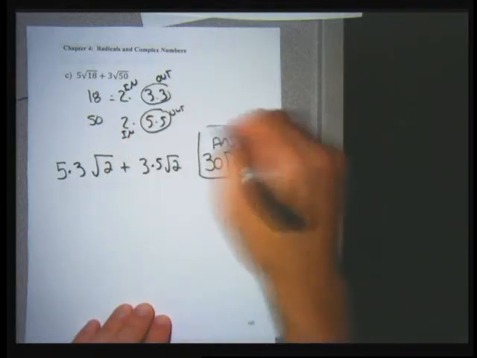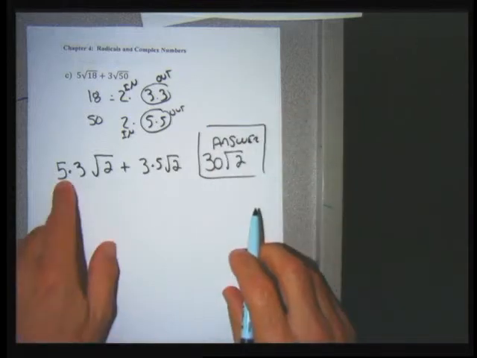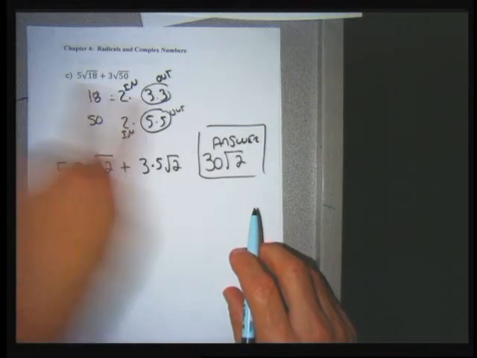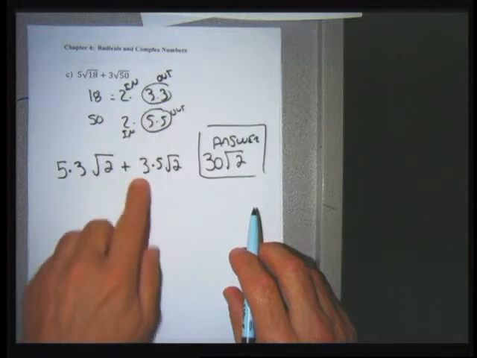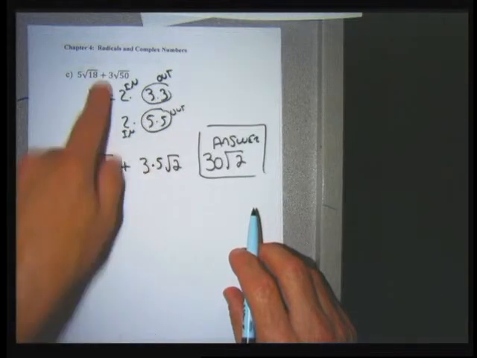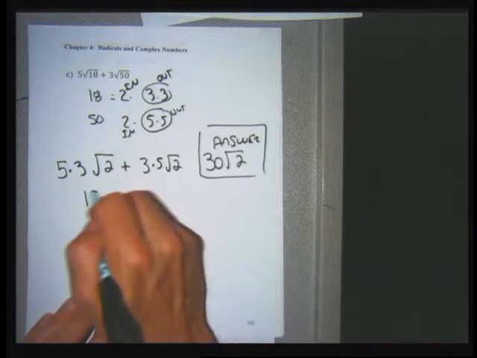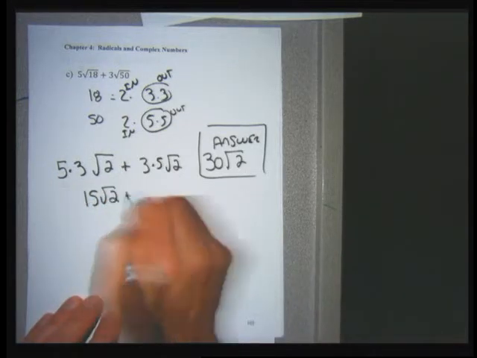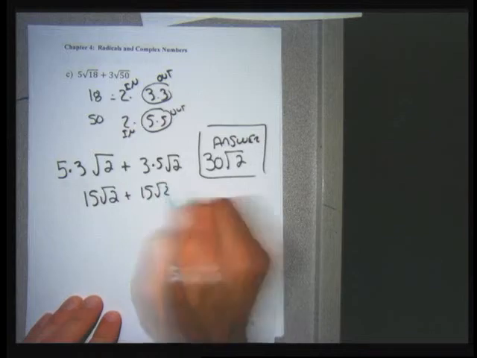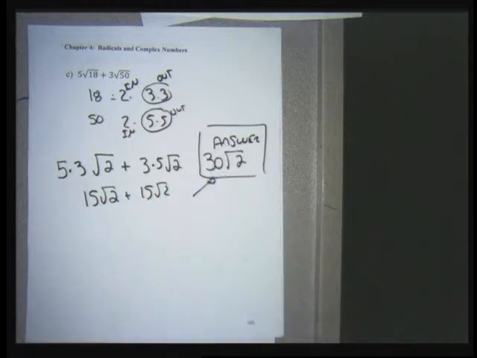So this gives me 5 times 3 square root of 2 for the first piece, the 5 that was there, the 3 that came from a pair, and then 3 times 5 square root of 2, the 3 that was there, the 5 from the pair. This gives me 15 square root of 2 plus 15 square root of 2, and that takes me to the 30 square root of 2 that I know is the right answer.